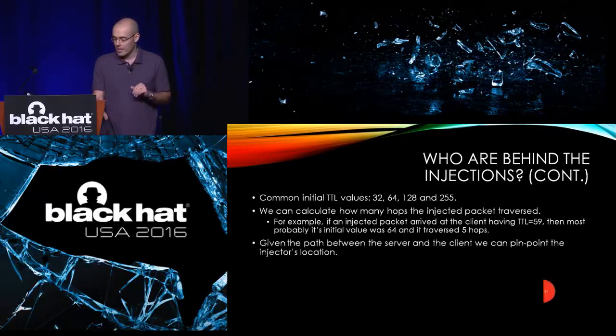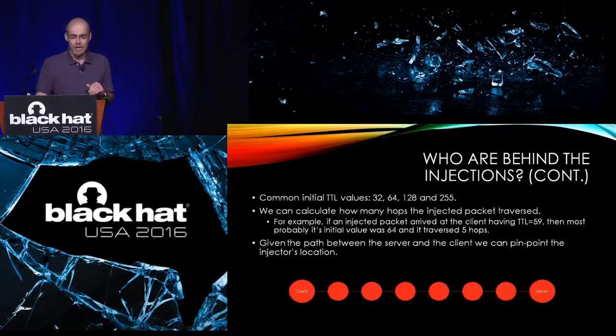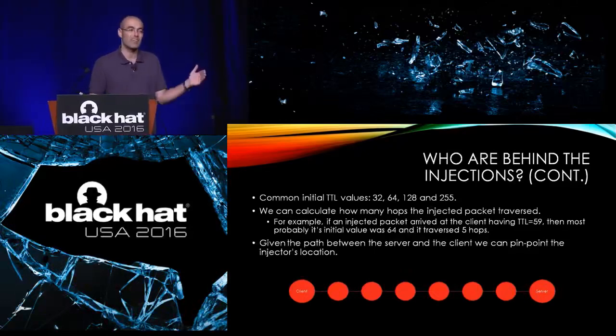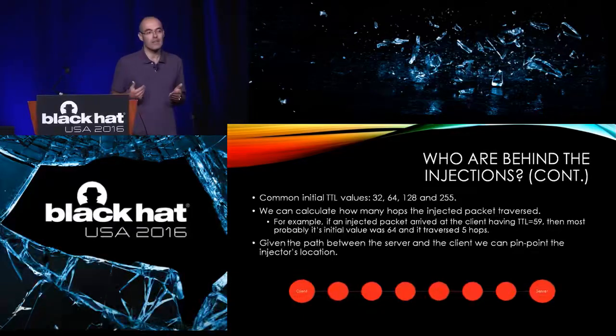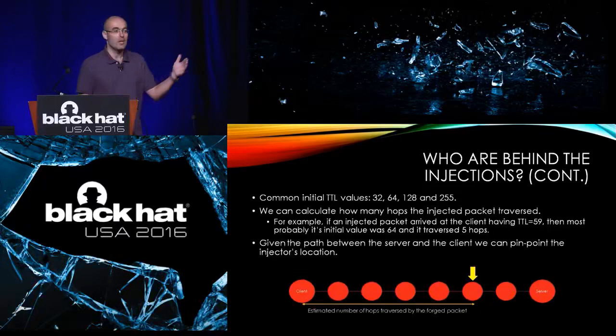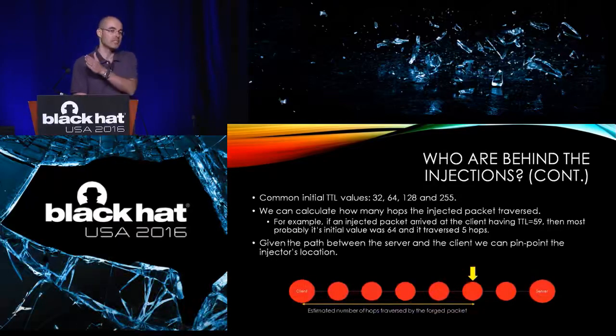along the path. And if we know the path between the injected web server and the client, and we assume that the injected packet was triggered along the path from the server to the client, we can simply pinpoint the location of the injector by counting the number of hops from the client back towards the server. And in this case, the 5th hop from the client gives us the location of the injection.